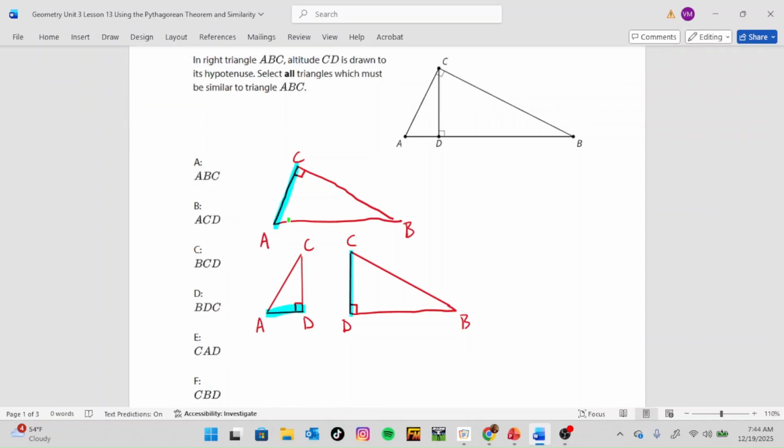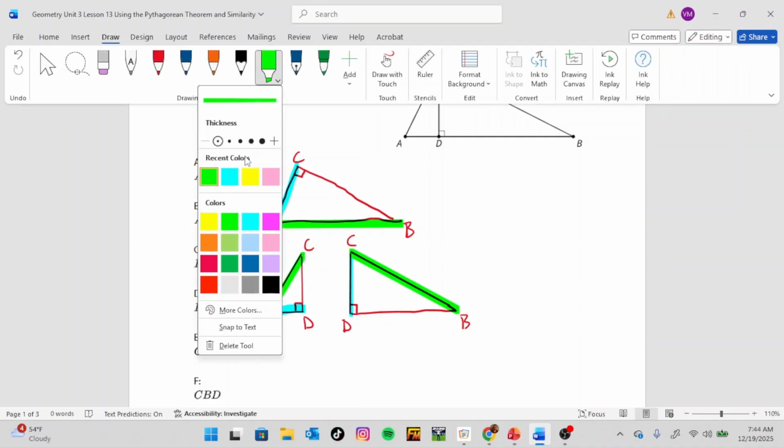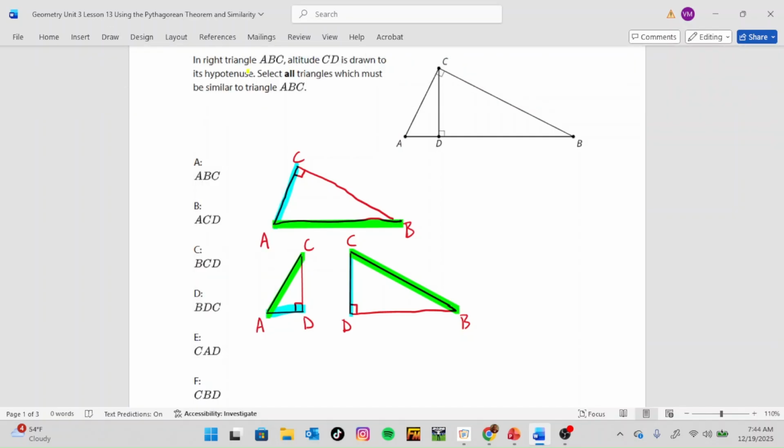And now we know that across from the 90-degree angle is your hypotenuse. So we're going to highlight the hypotenuse green in each triangle. So we know that these sides are corresponding. And then that just leaves the long side that touches the 90-degree angle. And we're going to highlight these in yellow, so we know that all of these yellow sides are corresponding.